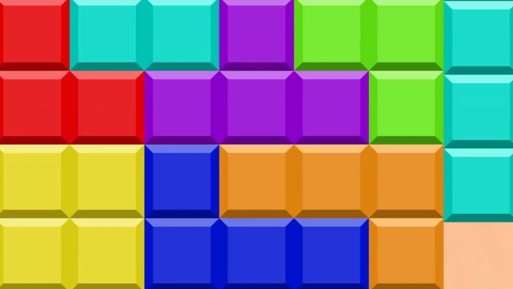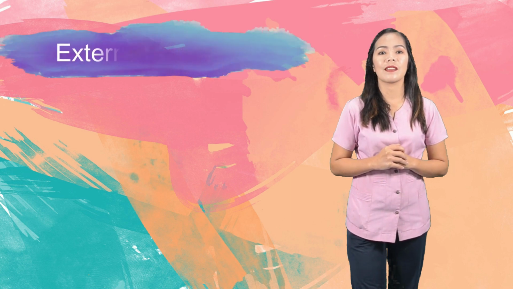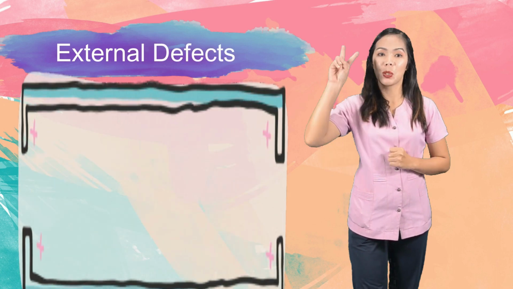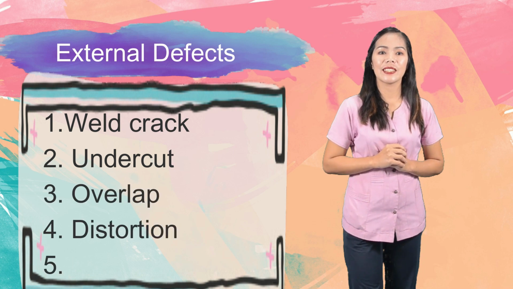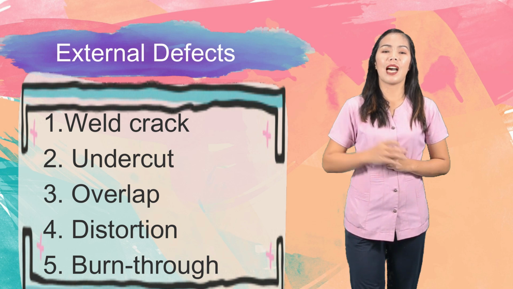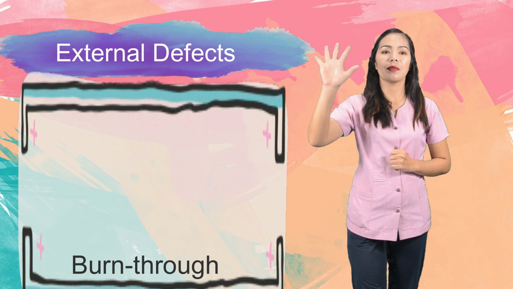To wrap up our topic today, open your module on page 26 to 32. The two types of weld defects are external defects and internal defects. In external, there are many types of weld defects. Number 1. Weld crack. Number 2. Undercut. Number 3. Overlap. Number 4. Distortion. Number 5. Burn through.